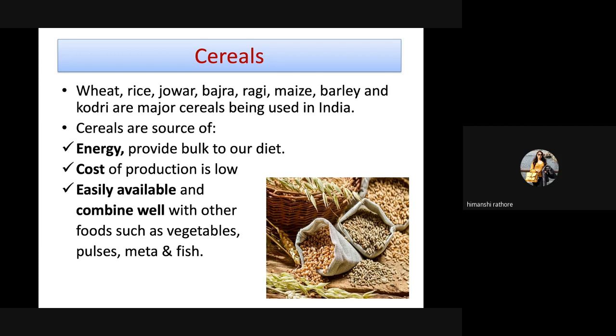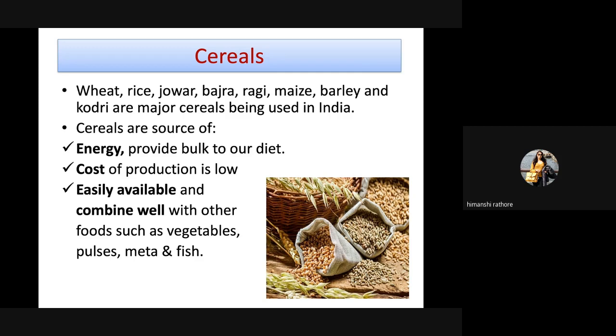They give bulk to our diet. We feel heavy after eating cereal. So cereal has to be there on our plate, and the major portion should be covered by cereal because they provide bulk and fiber to the diet, and the cost of production is low. For wheat, rice, jowar, bajra, the raw material required by the farmers is low, so total production cost is low. Then they are easily available.